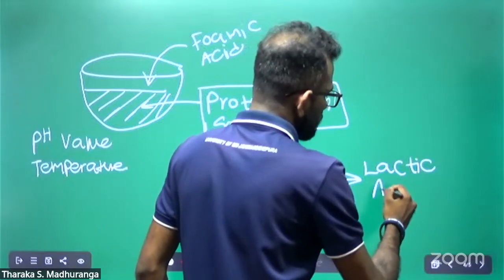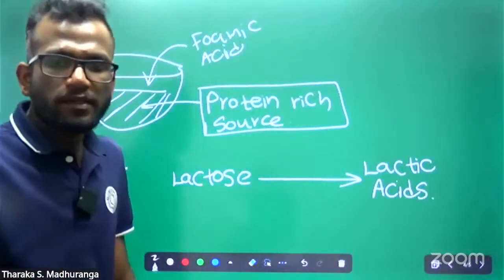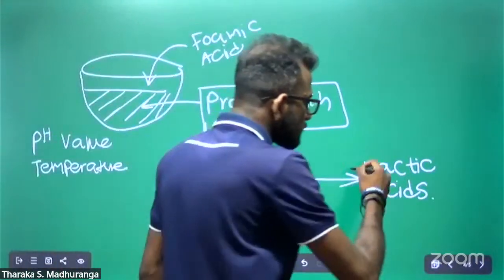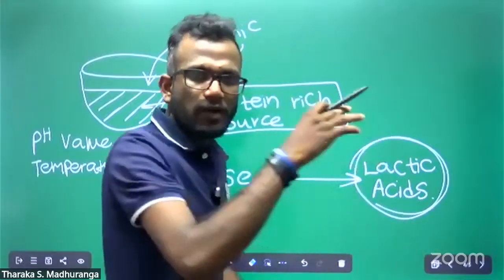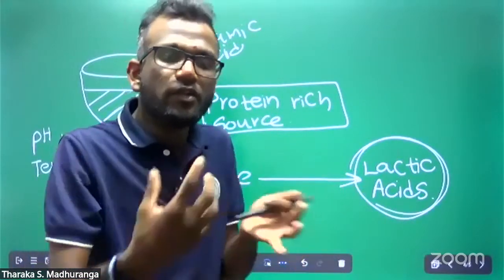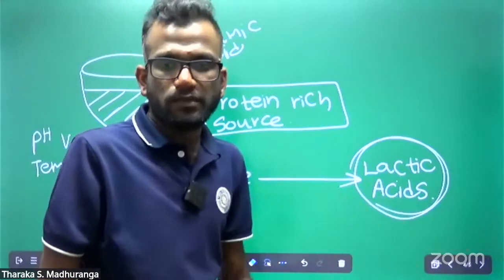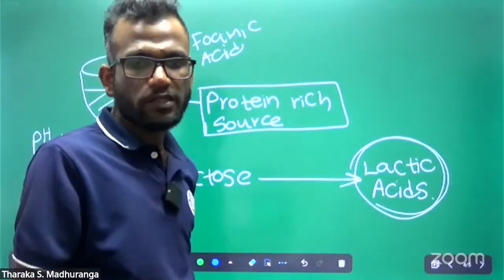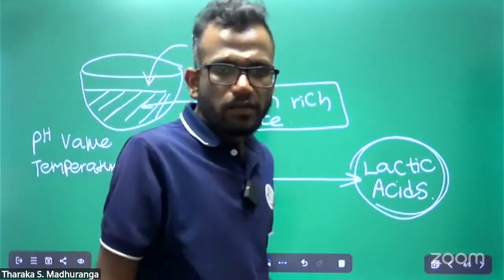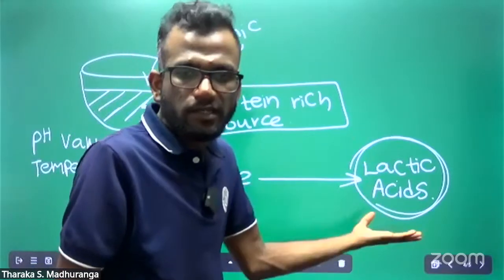Because of this lactic acid, the fresh milk converts into solid. That's also denaturation, the same as before, produced by the acidic condition.